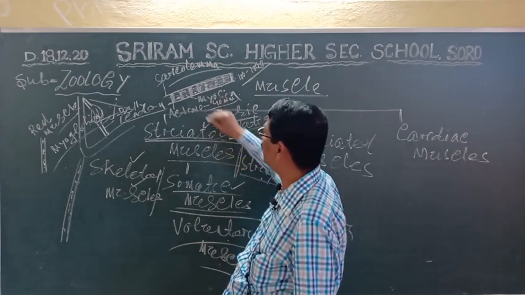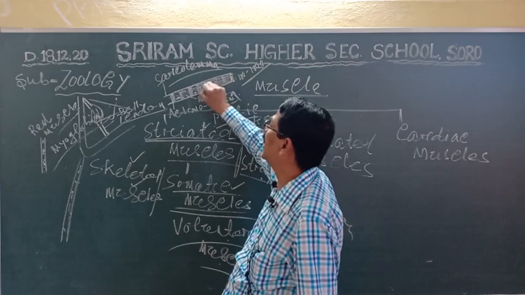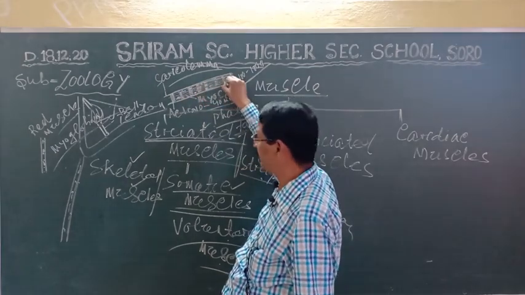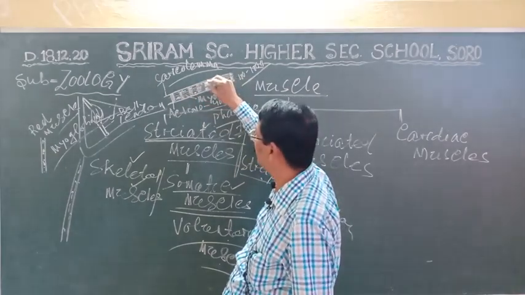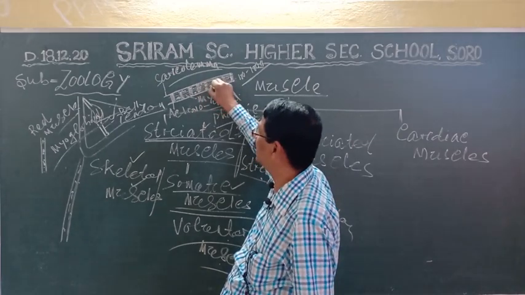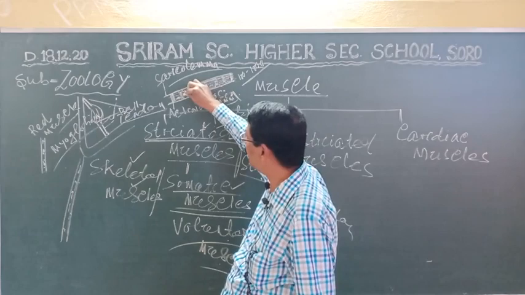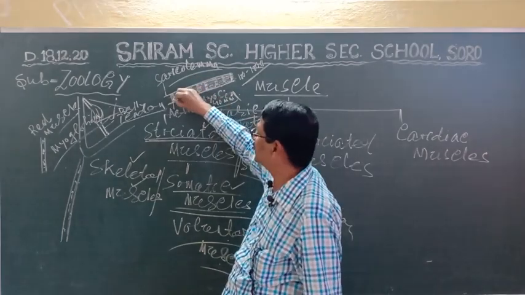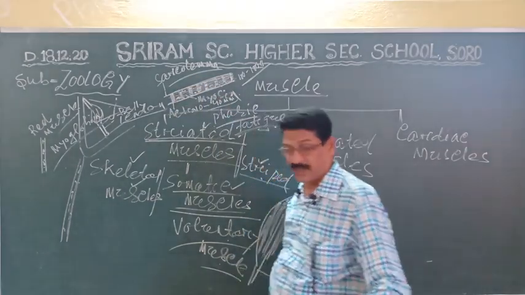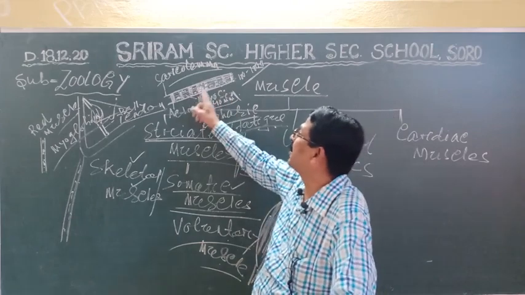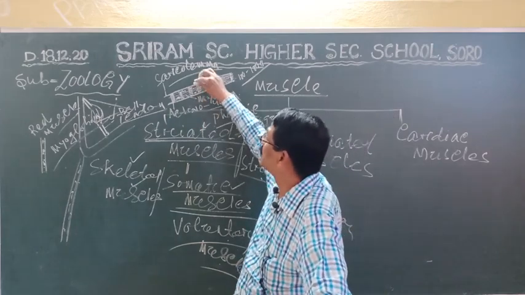Striated, striped muscle, because it has alternate white and dark bands due to the presence of alternate actin and myosin filaments. The myosins are thick filaments, that is the protein, and the actins are thin proteins. Clear? They are arranged alternately on the myofibril.